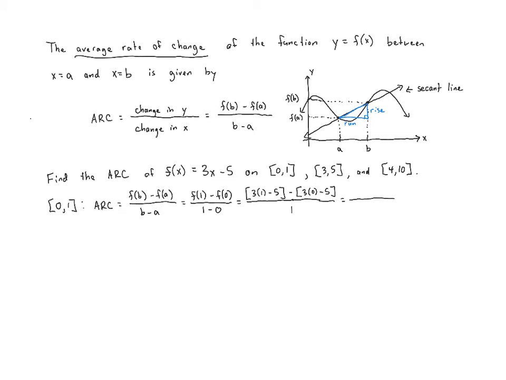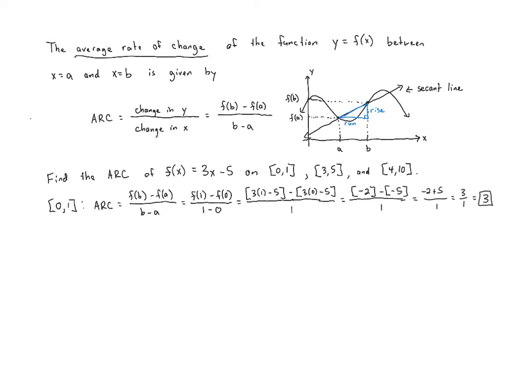Now let's evaluate each of those function values. 3 times 1 is 3, and then 3 minus 5 is negative 2. So we've got negative 2 minus 3 times 0 is 0, and 0 minus 5 is negative 5. So we've got negative 2 minus negative 5 over 1. That's going to be the same as negative 2 plus 5 over 1. Negative 2 plus 5 is 3, and 3 divided by 1 is 3. So the average rate of change on that first interval is going to be 3.